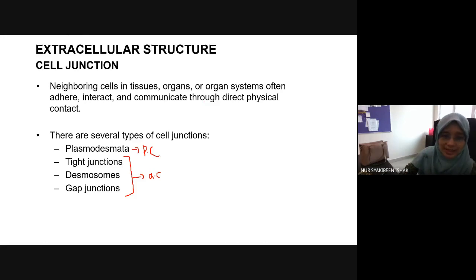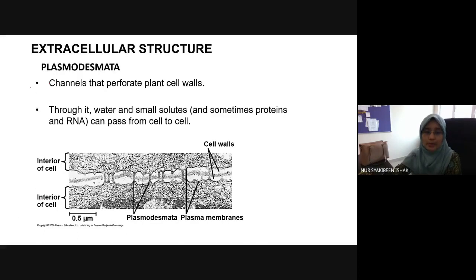So communication and interaction between cells can happen through plasmodesmata, for example, because through the plasmodesmata, substances can be transported from one cell to another cell. Examples of substances are ions, or products of photosynthesis, for example glucose. Glucose is transported from one cell to another cell through the plasmodesmata. And then gap junction. Gap junction between animal cells allows, for example, ions to be transferred from one cell to another cell. So we will look at them one by one.